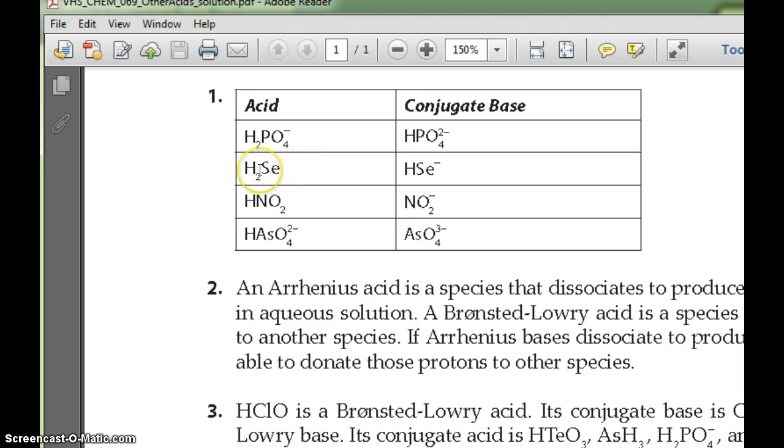H2Se, again, we lost a hydrogen, which means we also lost a proton, so we have a -1 charge, and it's just HSe. HNO2, we lose that hydrogen, and we get the negative charge, NO2. And HAsO4 -2, get rid of the hydrogen, we also get a charge that's one more negative than it was before. Sorry, I said that a little confusing. So instead of being -2, it's -3.